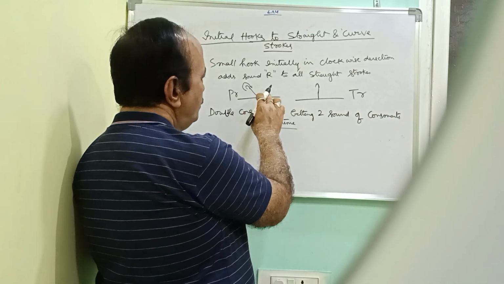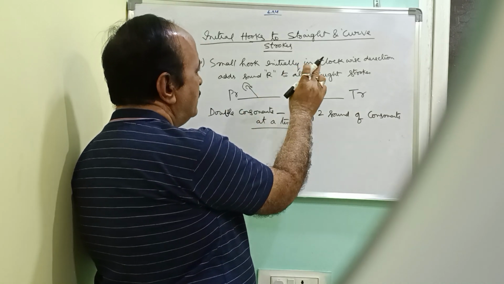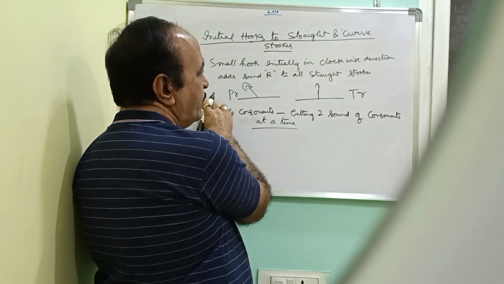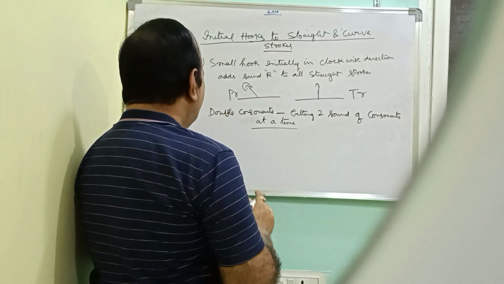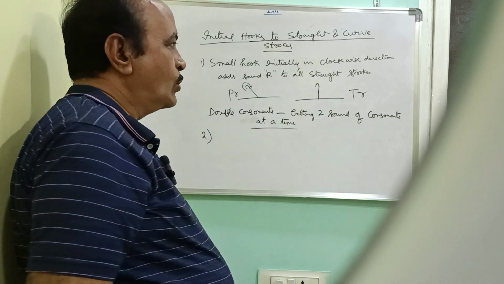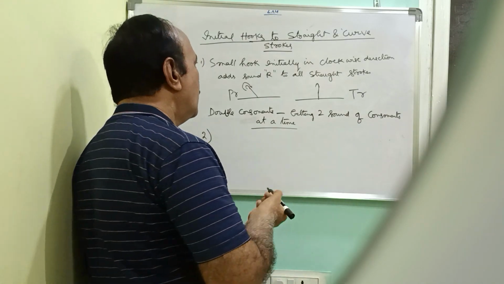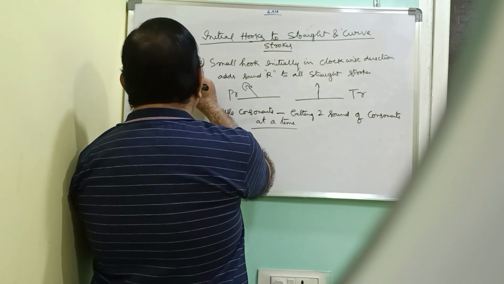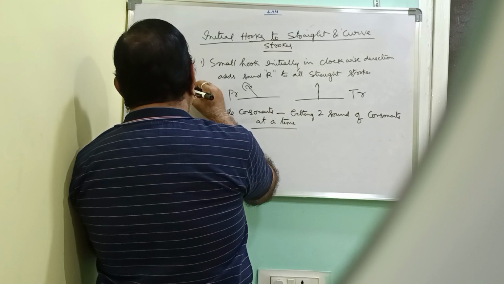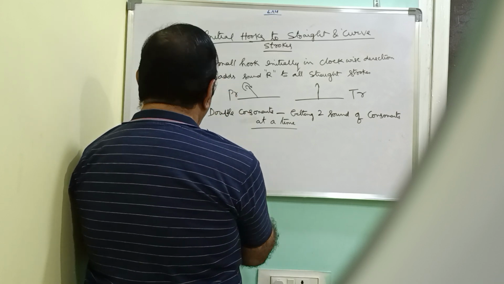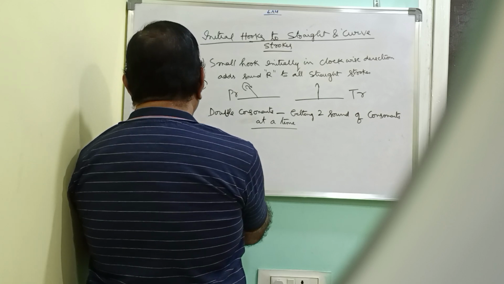So we have learnt how the initial R hook can be added to the straight strokes. Fine. In the same way, how can we write the same R hook to the curve strokes? This is for straight strokes, fine. Now we are learning about curve strokes.